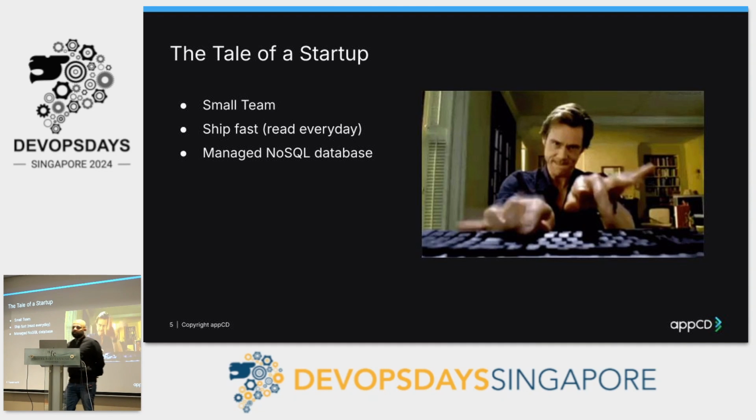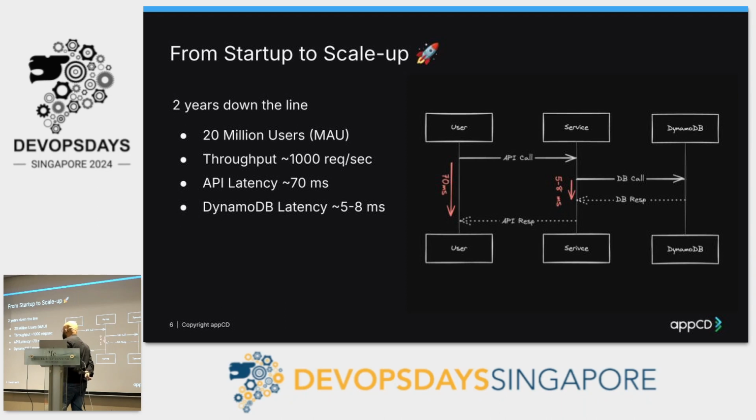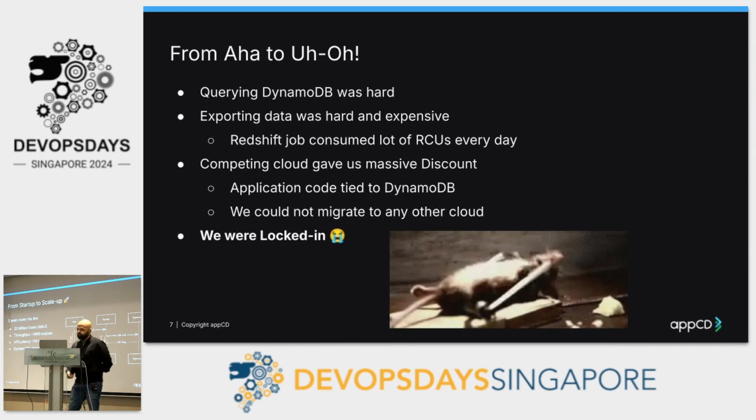So we chose a managed NoSQL database, and that was a great choice. We chose DynamoDB on AWS. Within 2 years, we went from a startup to a scale up. We had 20 million monthly active users, and we were serving around 1,000 requests per second, which is quite good scale, with API latency of around 70 milliseconds, which was again good, and a lot of credit goes to DynamoDB for that, because we were able to use DynamoDB at latency of 5 to 8 milliseconds.